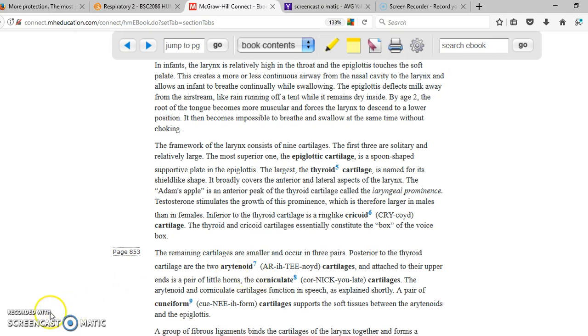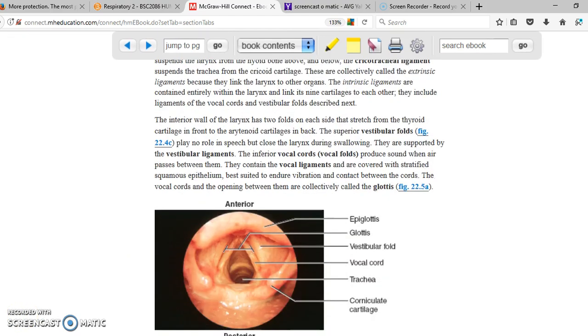Okay, so what is the composition of the larynx? Basically it's cartilage, but in addition to that we also have muscle and ligaments. Okay, so let's keep scrolling down.